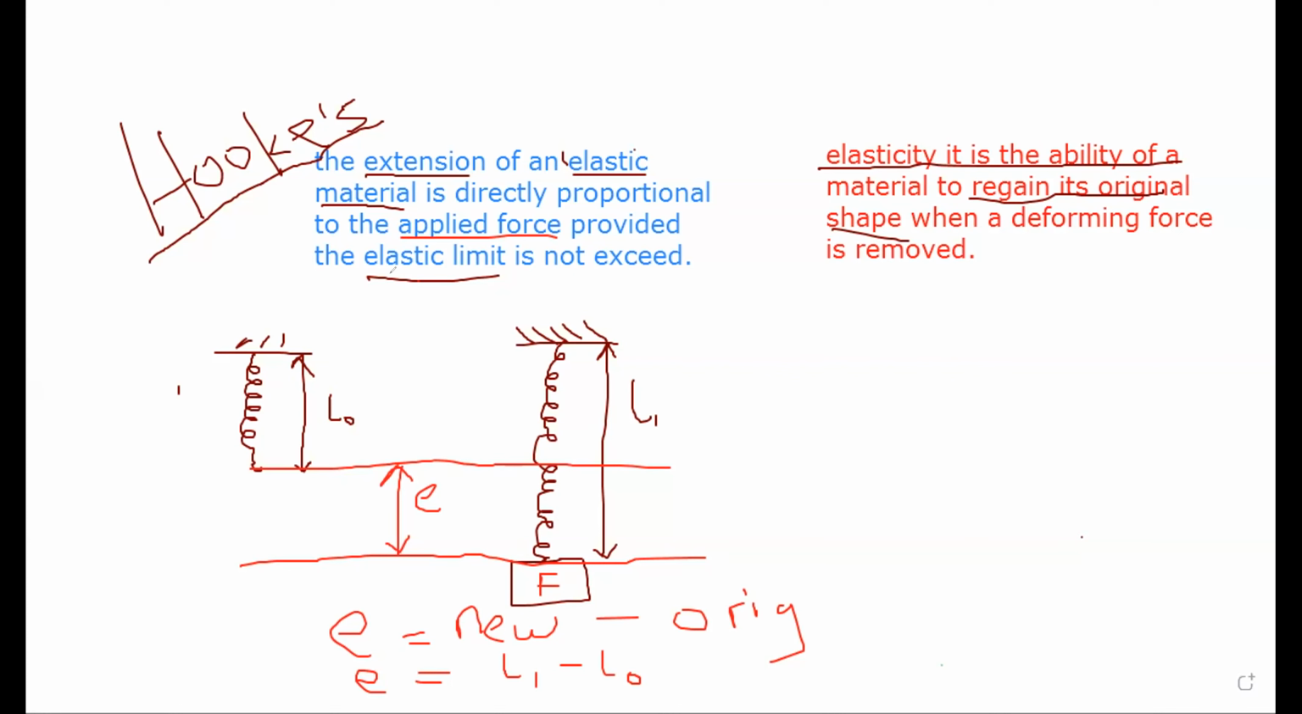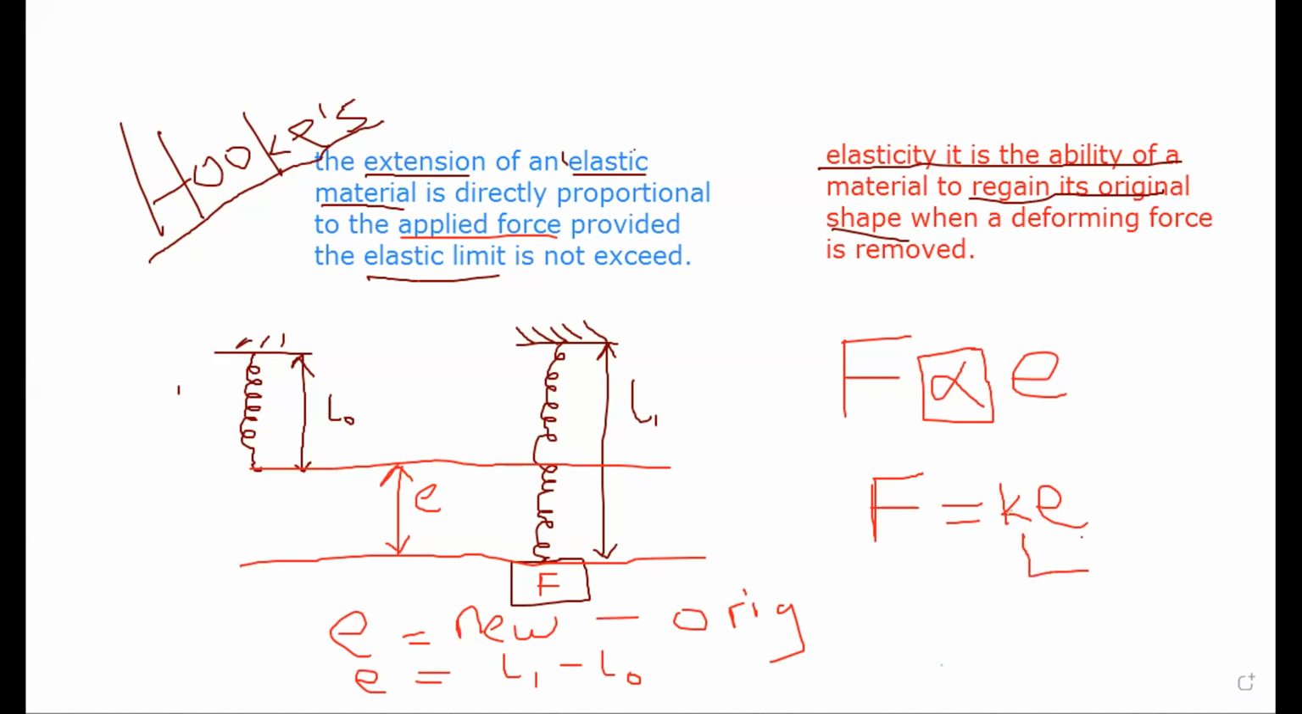Now, provided that limit is not exceeded, provided we are still within the limit of elasticity, when you remove a force it goes back to its original shape, then they are telling us that the force applied, which is F, is directly proportional to E, where E is the extension. So when I have a force, now in mathematics, when you find a symbol like that, which is the proportionality symbol, it is replaced by equal to any constant. So you can choose any letter to call it a constant.